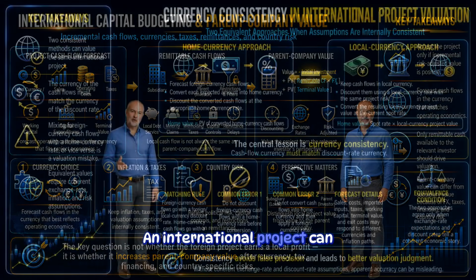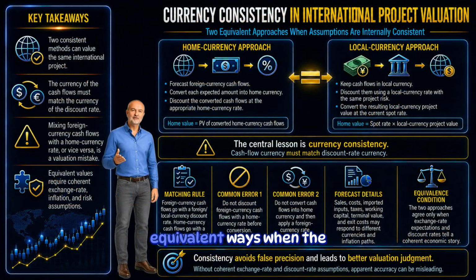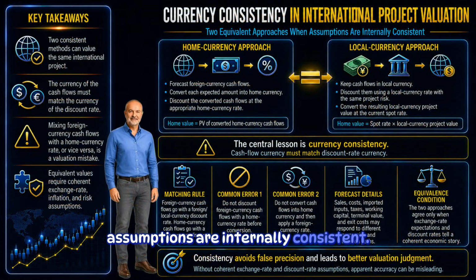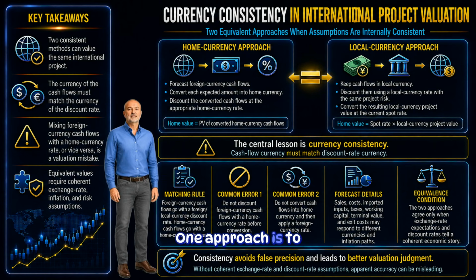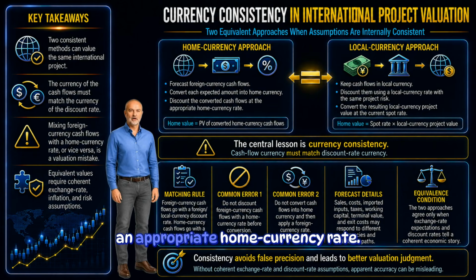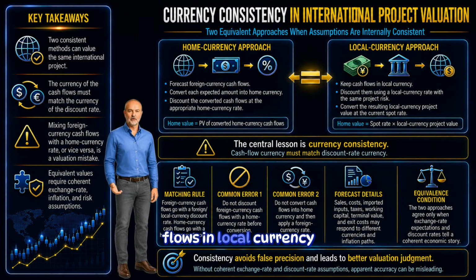An international project can be valued in two equivalent ways when the assumptions are internally consistent. One approach is to forecast foreign currency cash flows, convert each expected amount into the parent's home currency, and discount the converted cash flows using an appropriate home currency rate. The other approach is to keep the cash flows in local currency and discount them with a local currency rate that reflects the same project risk. The resulting local currency project value is then converted into home currency at the current spot rate.